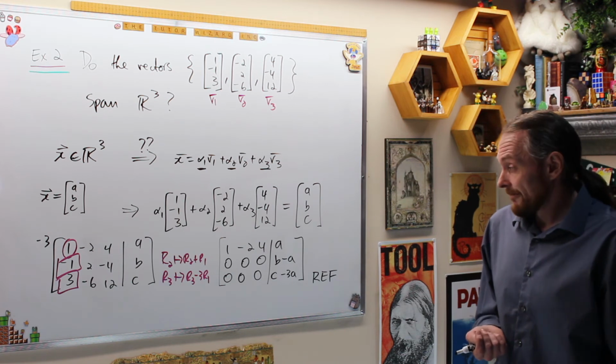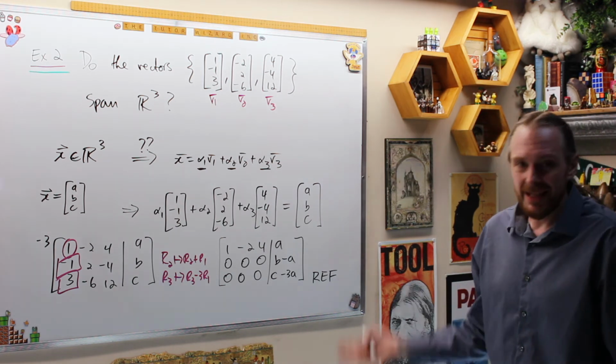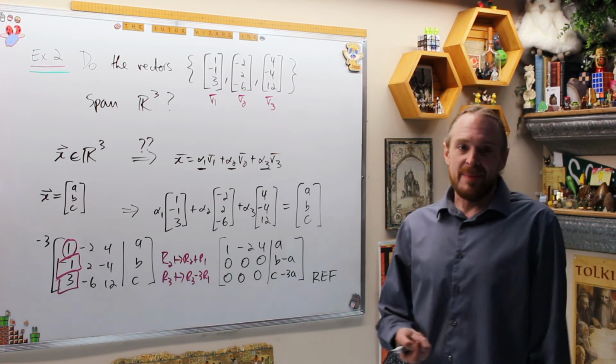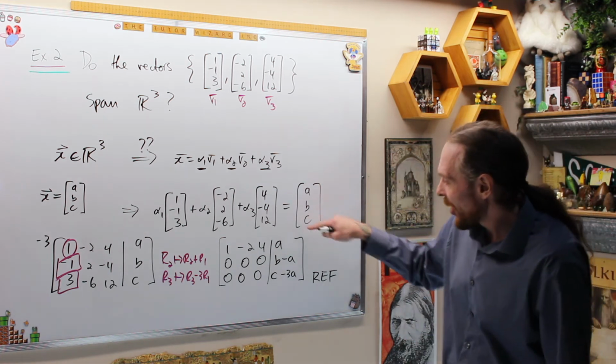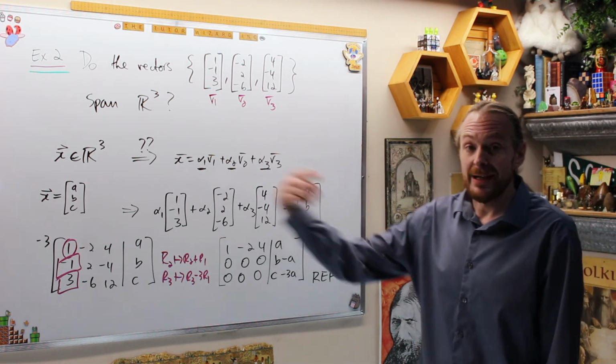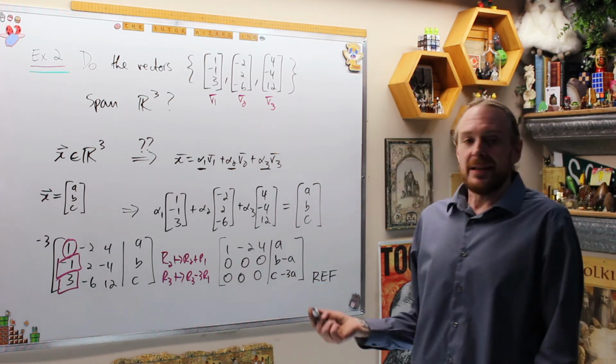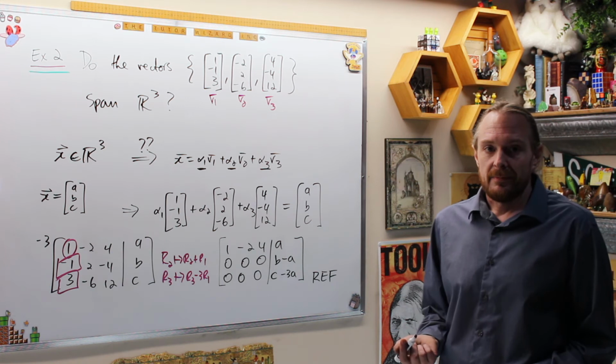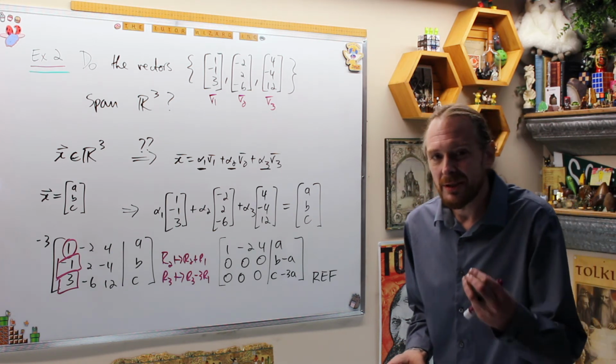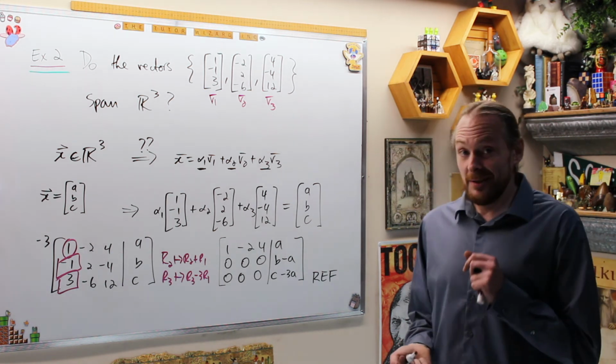Now what do I do with this? Why does this tell me no, they don't span? Because I needed every arbitrary vector A, B, C to be written as a combination. But if you get this, when is this system consistent? When does this system have at least one solution? It can't have a unique solution, can it?